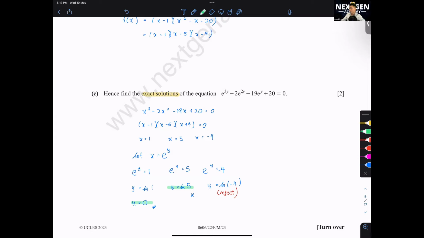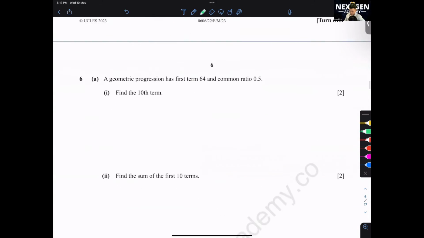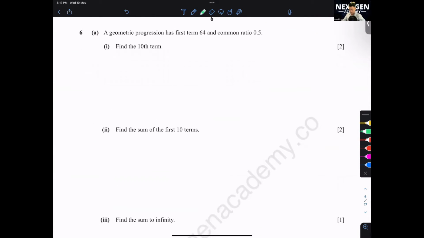All right. Next one. Question 6. A geometric progression has first term 64 and common ratio 0.5. So find the 10th term. For geometric progression, if you don't know, go to the front and find the formula. The nth term is ar to the power of n minus 1. What did they give us here? a equals 64, r equals 0.5. So I just need to fit in the values.